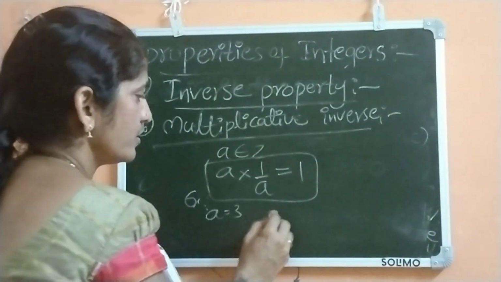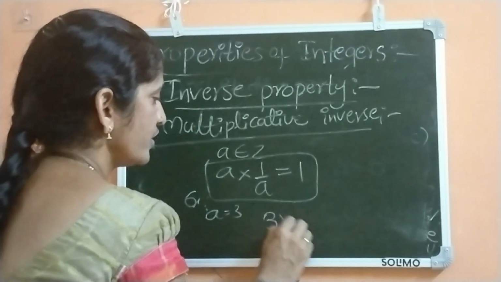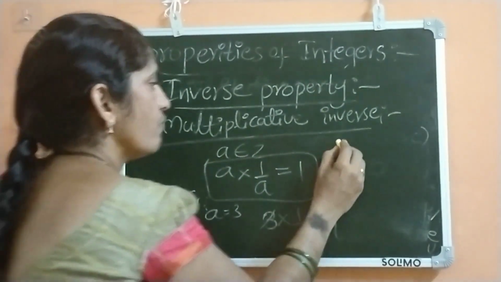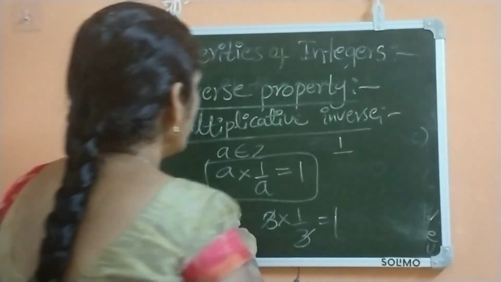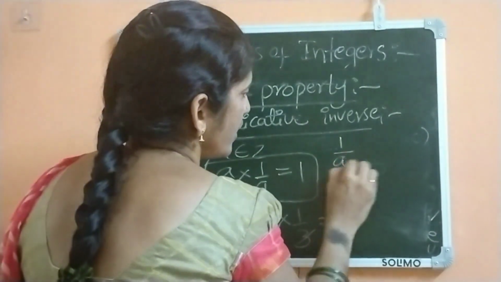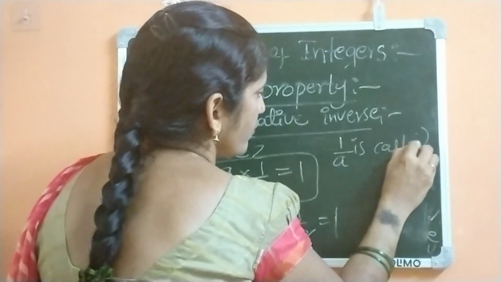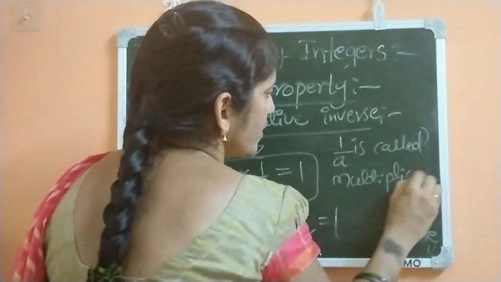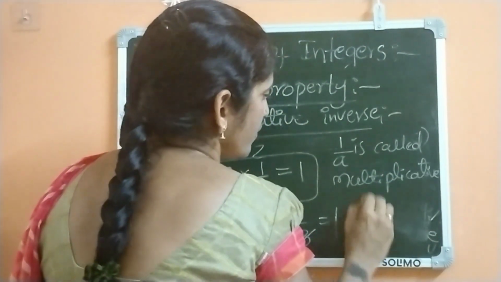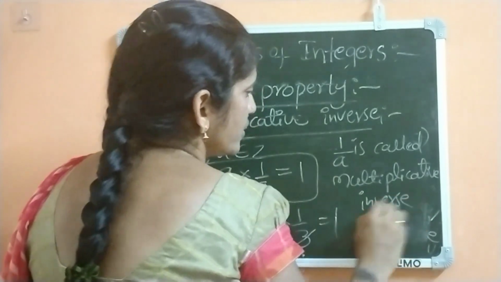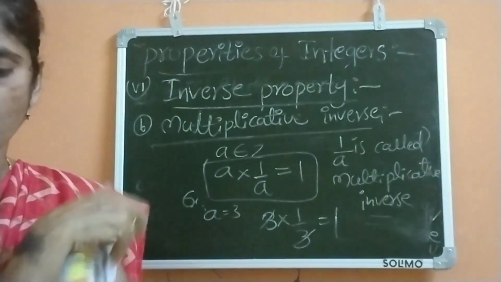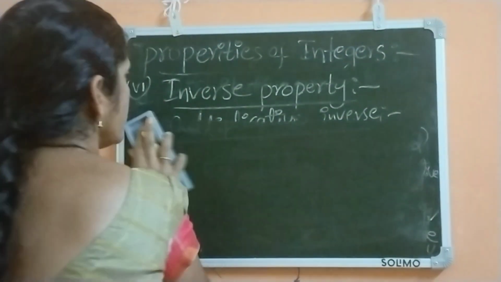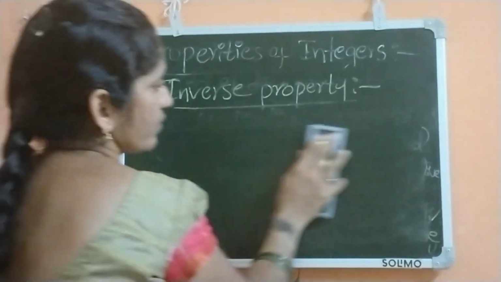So if we take a is equal to 3, 1 by 3 is the multiplicative inverse of 3. So 3 cancel, we are getting 1. But 1 by 3 is not an integer. So 1 by a is called multiplicative inverse, but multiplicative inverse is not possible in the integer system. We are going to generalize the multiplicative inverse. This is about the additive inverse and multiplicative inverse property.